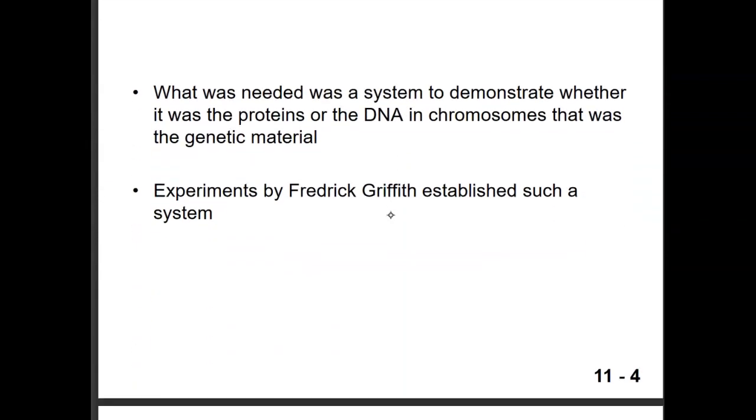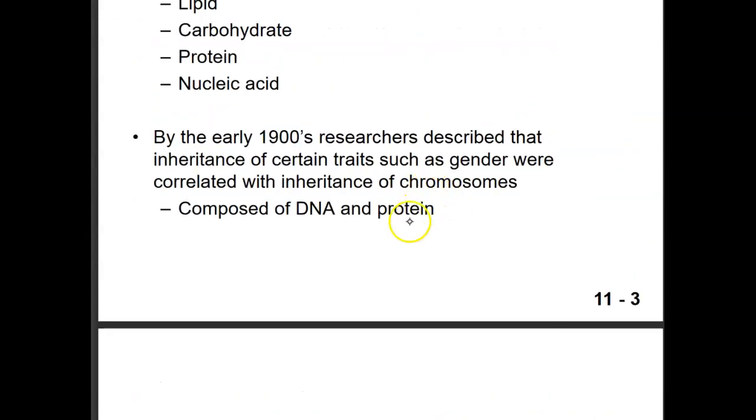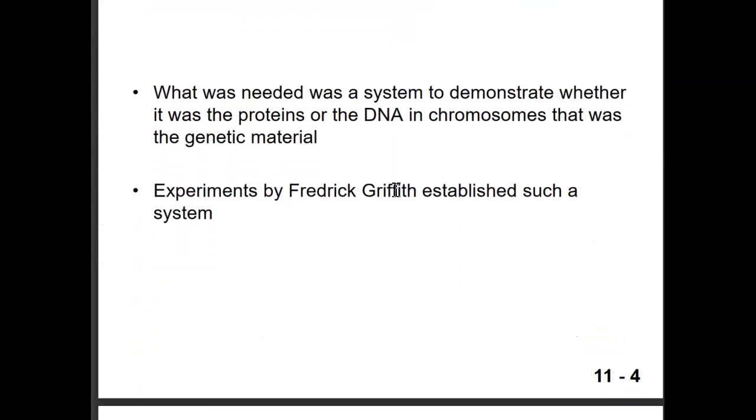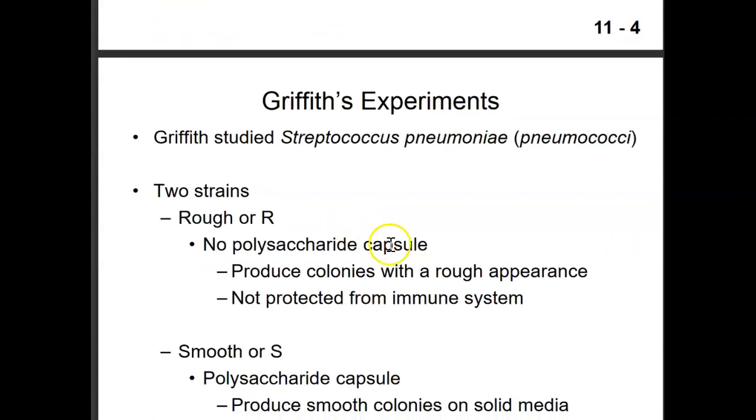All right, so big question was, what do we need within a system to demonstrate that proteins or DNA in chromosomes were the genetic material? Because like I said in the last slide, we figured out that DNA and protein were present in chromosomes. And we knew that chromosomes were transmitting information. So which was it? Protein or DNA that was going to be transmitting information? So a really smart guy named Frederick Griffith came up with an experiment.